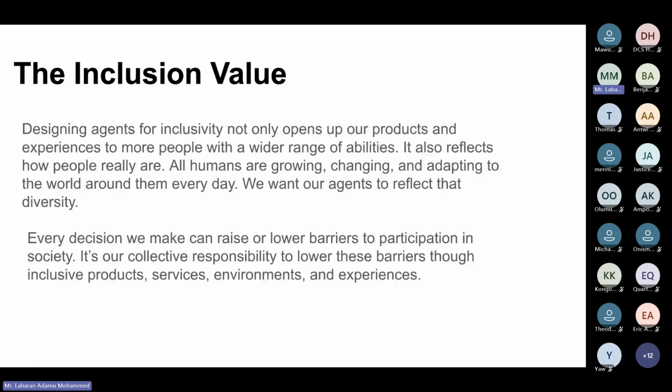So I'm talking about the inclusion value. When you are designing an agent for inclusivity, that opens up our product to be used by a wide range of people. And I believe all humans are growing and changing and adapting. Every decision we make when we are building an agent shouldn't be based on what we can do, but it should be based on the general people.